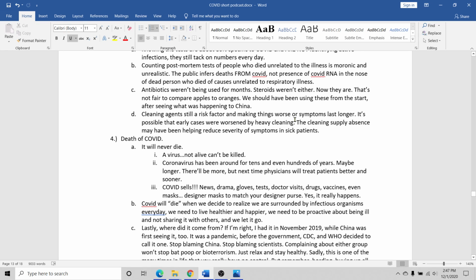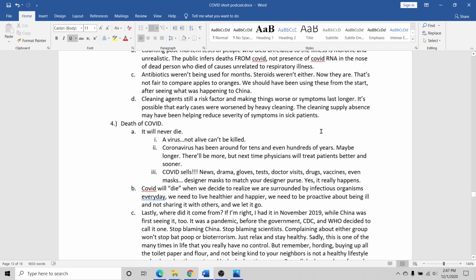Quite frankly, the lack of the cleaning supplies, the lack of ability for people to buy the stuff, may have actually helped reduce the severity. Because if you developed respiratory symptoms of COVID-19 early on and weren't severe, you didn't go to the hospital, you didn't get hospitalized. But what did you do? Stay at home and clean, or everybody cleaned around you? Maybe we made our symptoms worse in our sick patients.